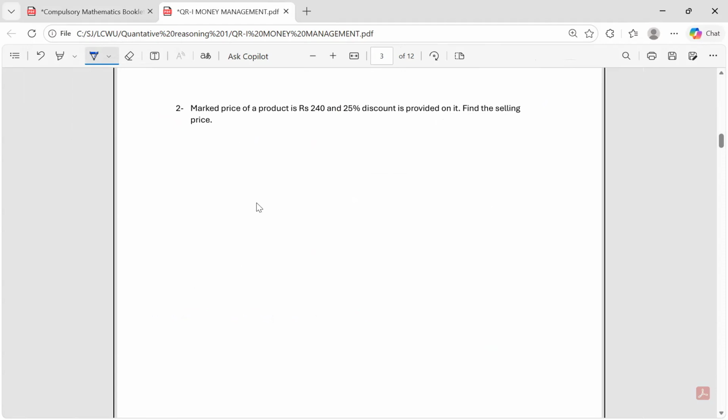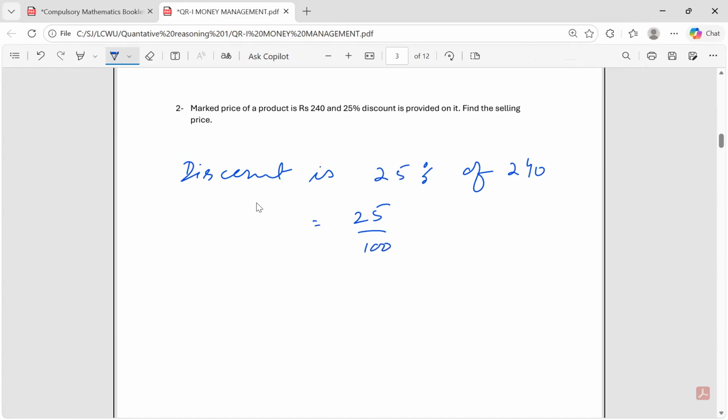Mark price, your discount is 25% of the mark price, that is 240 rupees. So this is equal to 25 by 100 multiplied by 240. If you simplify it, you will get 5 and 2, and you have this as 12. 12 5s are 60 rupees discount.